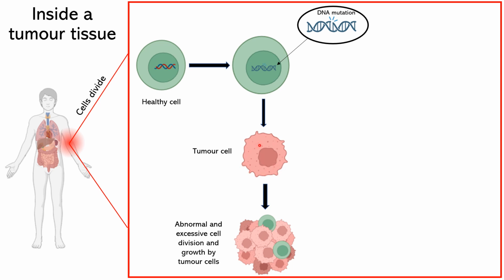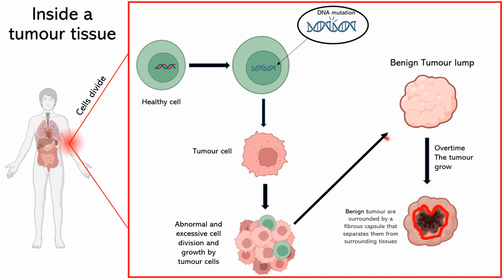When we say a tumor cell, we are talking about a cell that shows a very high and excessive rate of division and growth. As we can see here from this image, the healthy cells will be outnumbered by the cancer cells. That's mainly what's happening within a tumor.